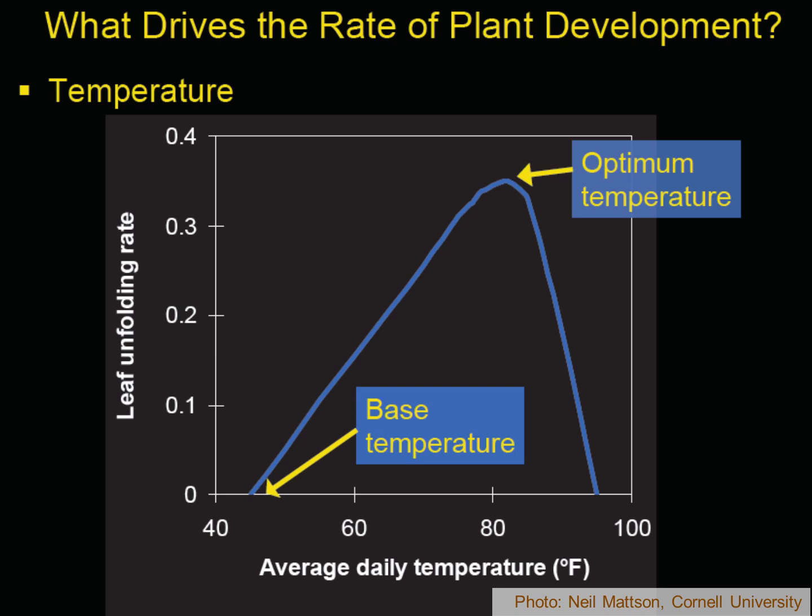Now, as you go past 80 degrees, you can see it falls off, because at these high temperatures this crop is stressed enough that it actually starts to take longer to flower, because the plant's under so much stress from being grown at a high temperature.